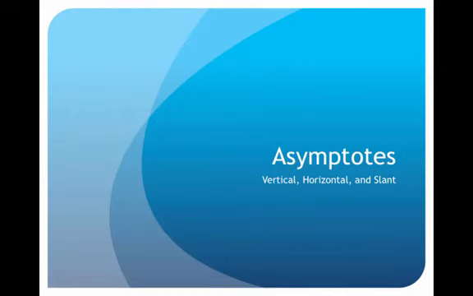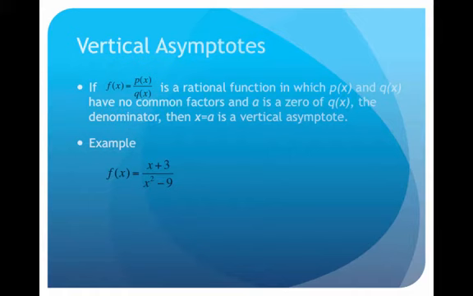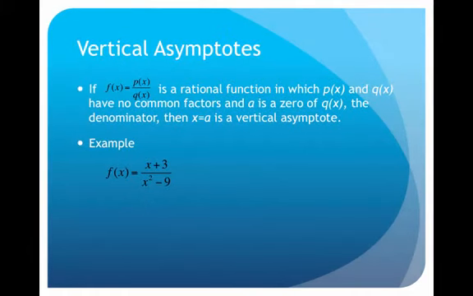In this lesson, we are going to talk about asymptotes: vertical, horizontal, and slant. The first type are vertical asymptotes.